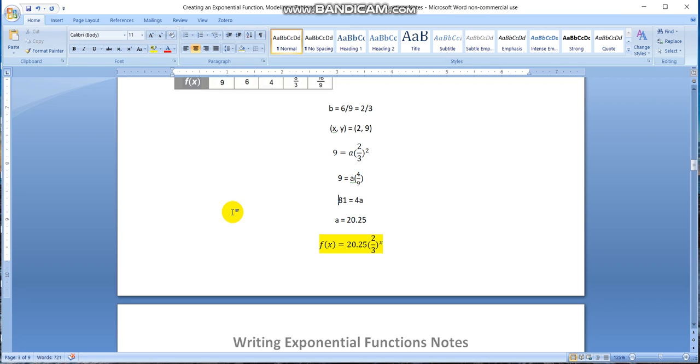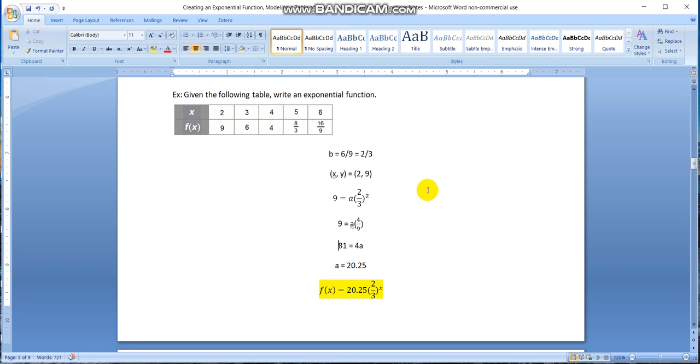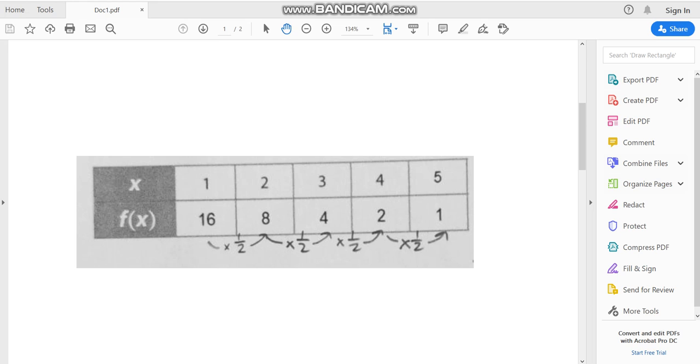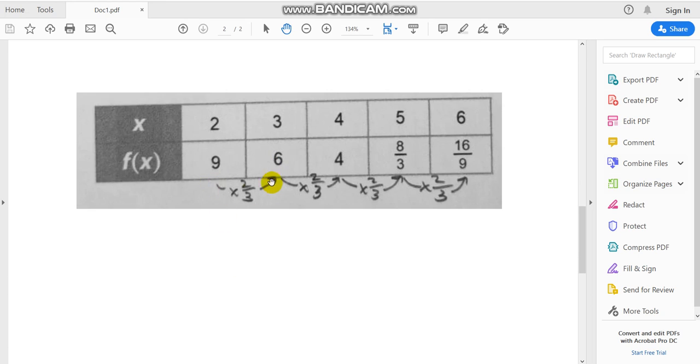So I'll leave that last one as an exercise. If you need help on that, you guys can just ask me if you have any questions. Last thing I wanted to mention was that in this last example that we went over, each y value is multiplied by 2/3. Okay, that's our common ratio.